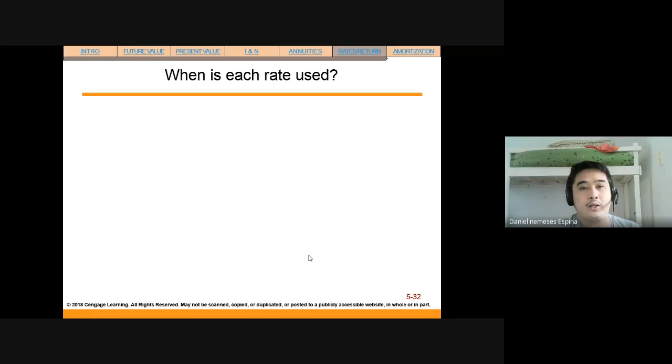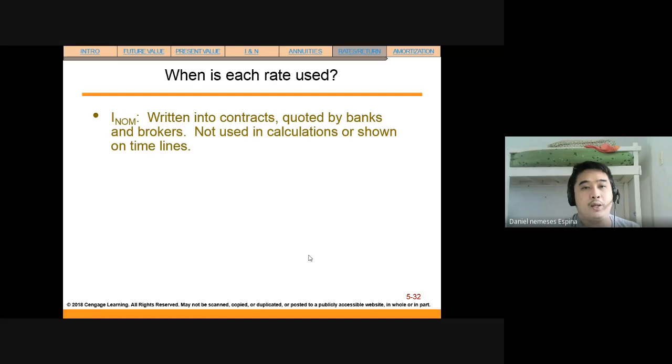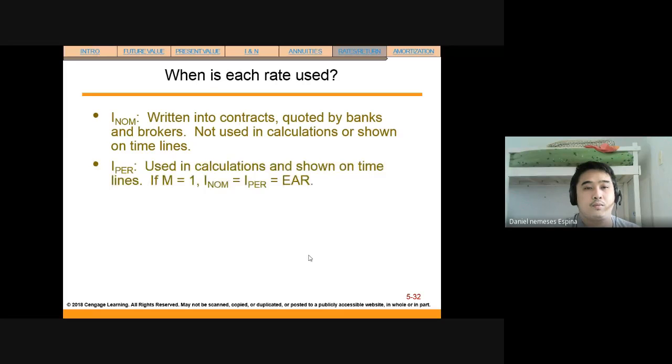So when is each rate used? The nominal rates are written into contracts. This is what you see in contracts or what banks and brokers advertise. They are not used in calculations or shown on timelines. The periodic interest rate is used in calculators and for our time value computations, and also for getting the effective annual return.